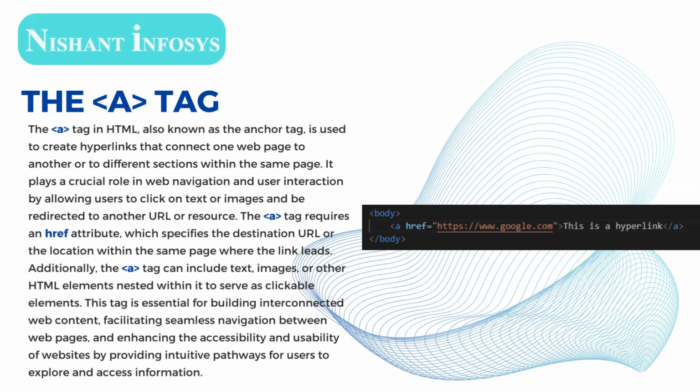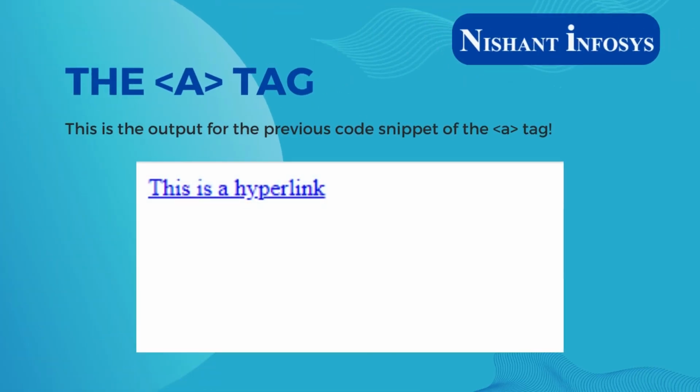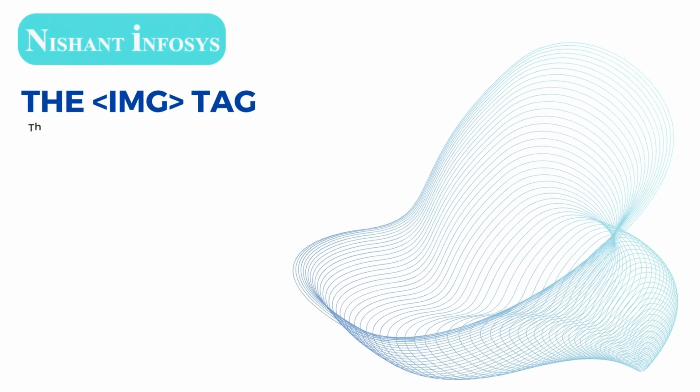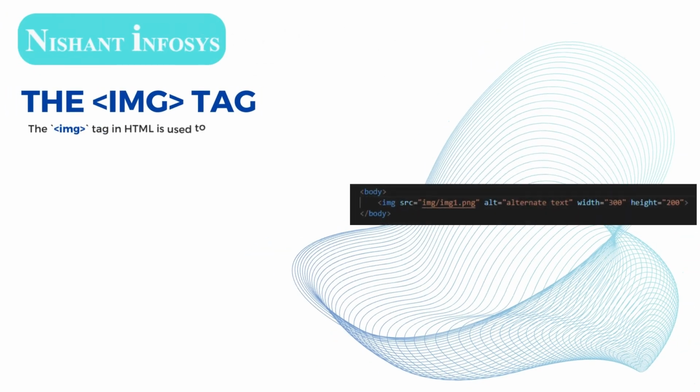The code snippet shows how we can use the A tag to create a hyperlink in our document. And this is the output of the previous code snippet. Next comes the img tag.